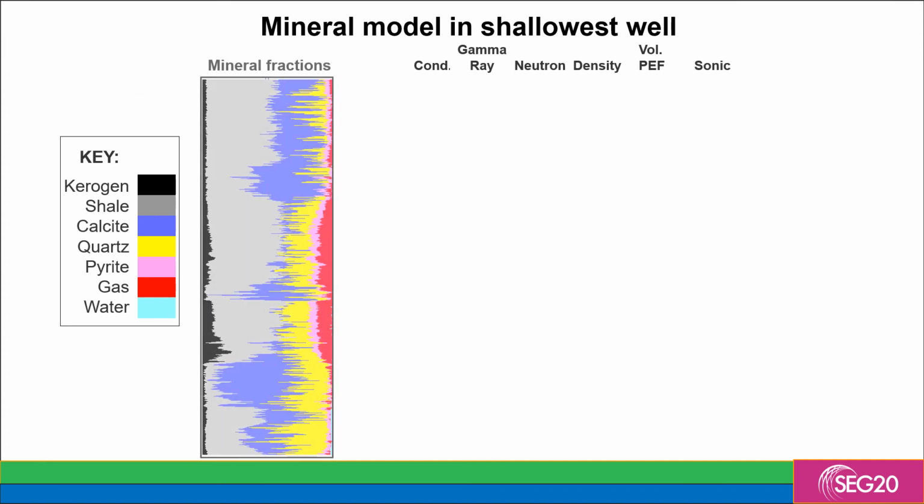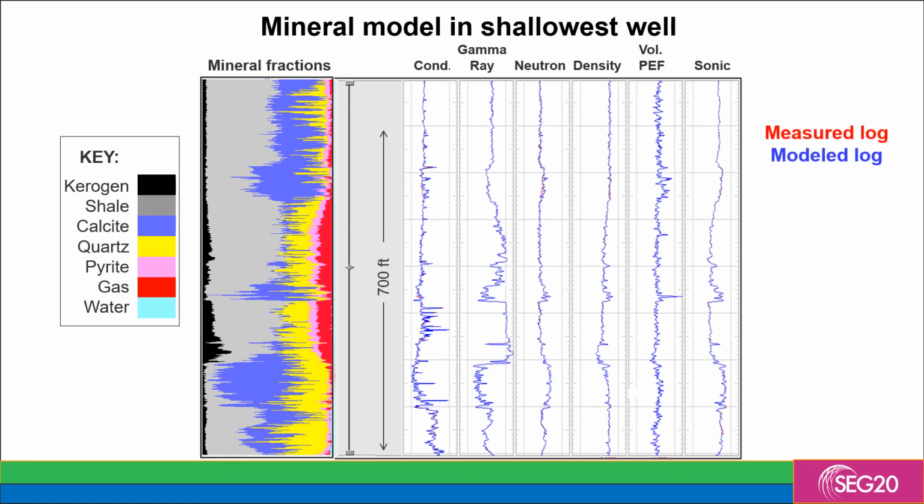So here is the first output, which is the fractions of these constituents versus depth. The second output are the model logs, here shown in blue, that in this case reproduce the measured red logs almost perfectly. We also calibrated these results with volume of kerogen from core data, so we ended up with a plausible kerogen model, this black curve, which is consistent with all available data.